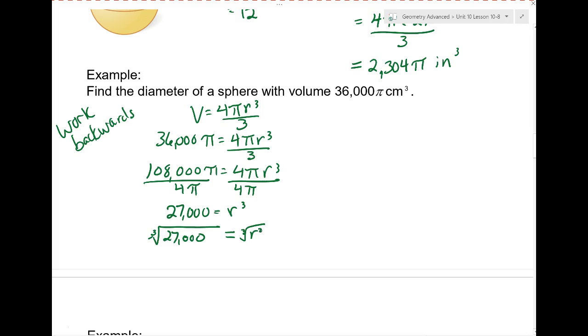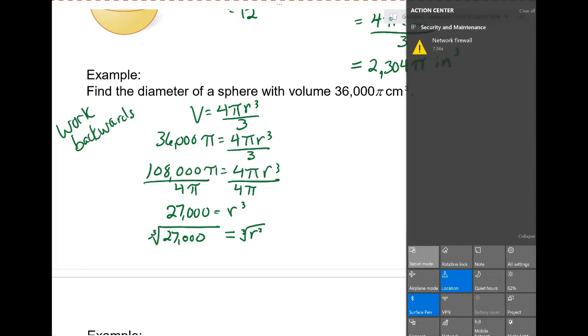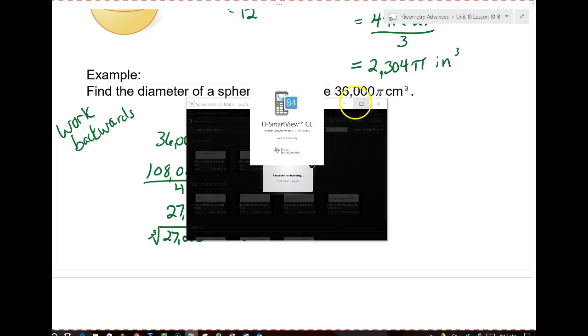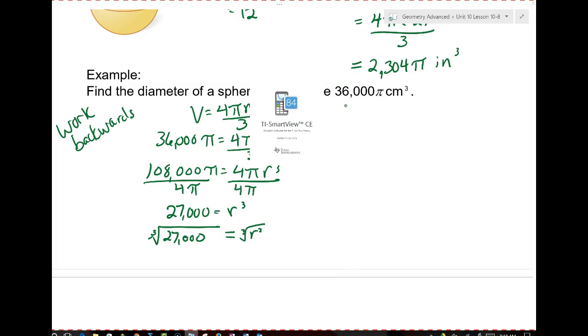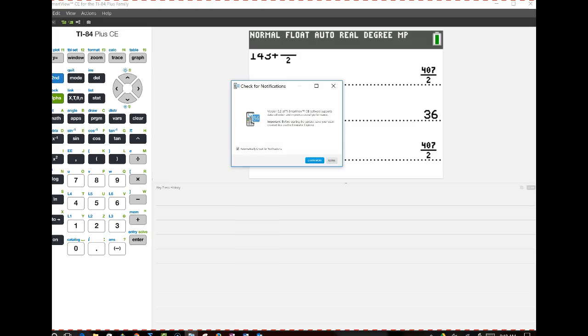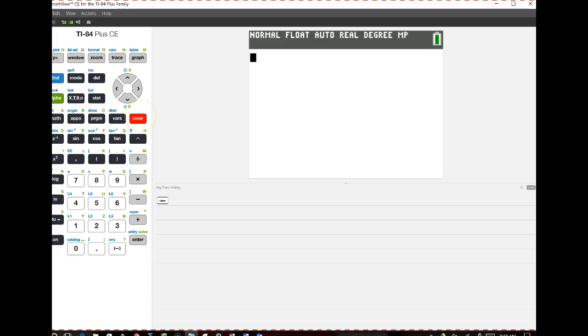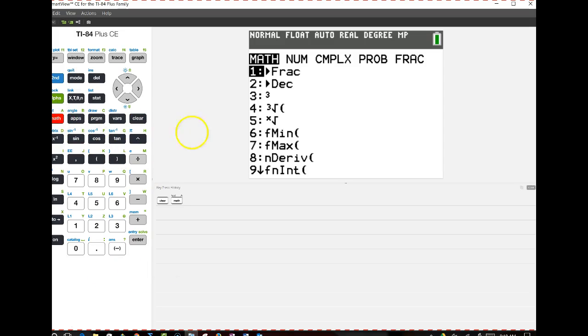Now, how can we do this? Well, let me show you. We can do this on our calculator. This is when our calculators are our friends. I'm going to clear everything. All right, so how do you do this? Well, guys, here's how fast it is. Go to your math key on your calculator. So hit math.